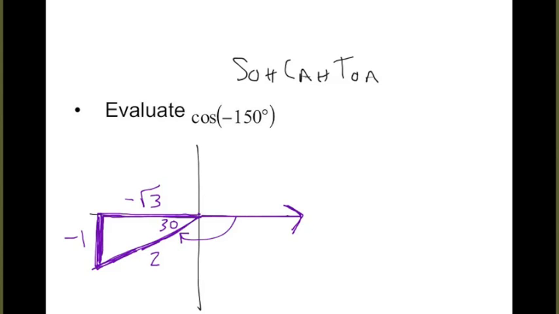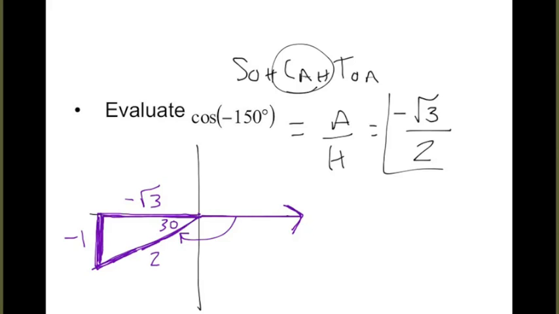What is SOHCAHTOA for cosine? Adjacent over hypotenuse. What is adjacent to our reference angle? Negative square root of 3. And what is our hypotenuse? 2.